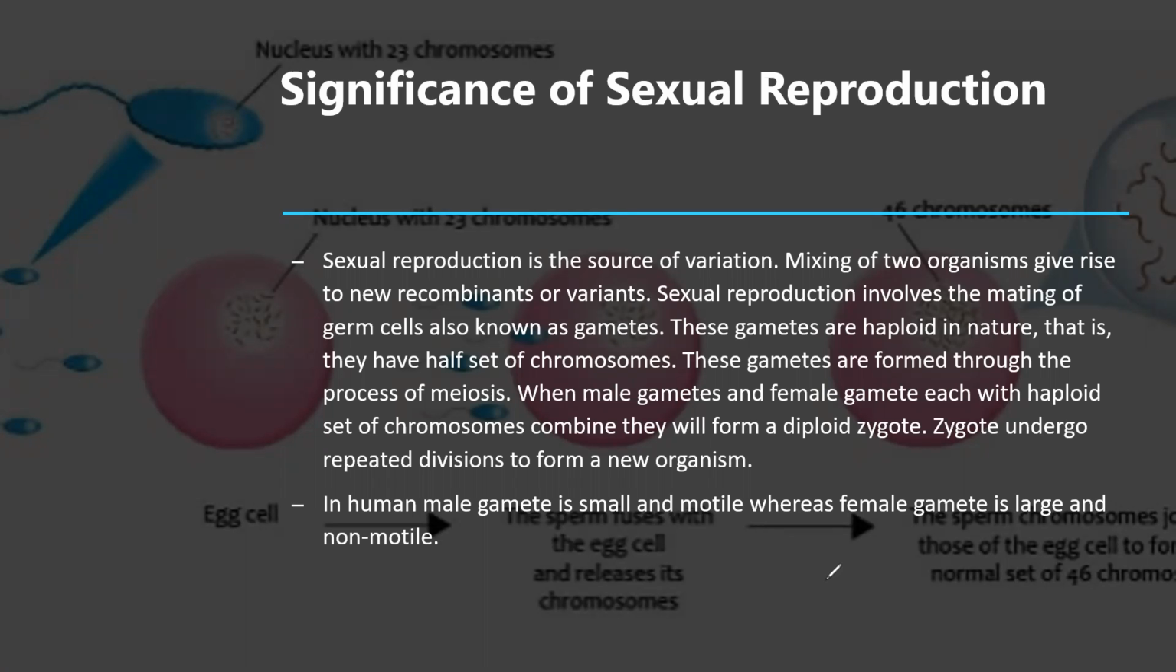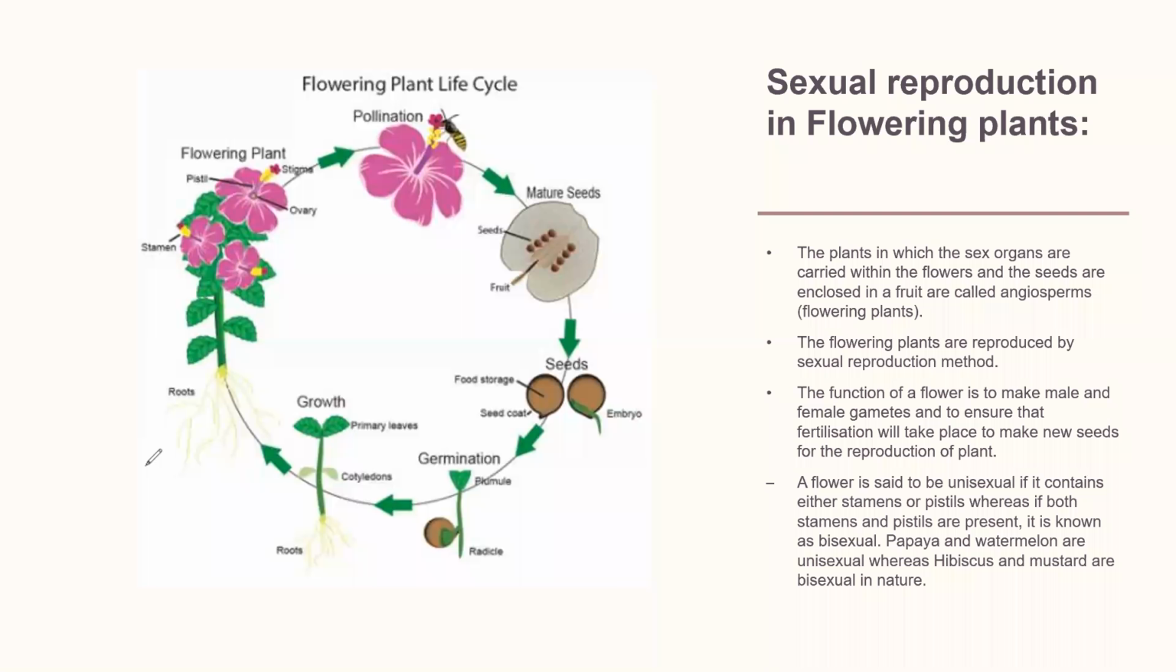These gametes are formed through the process of meiosis. When male gametes and female gametes, each with a haploid set of chromosomes, combine, they form a diploid zygote. Zygote undergoes repeated divisions to form a new organism. In humans, the male gamete is small and motile, whereas the female gamete is large and non-motile.